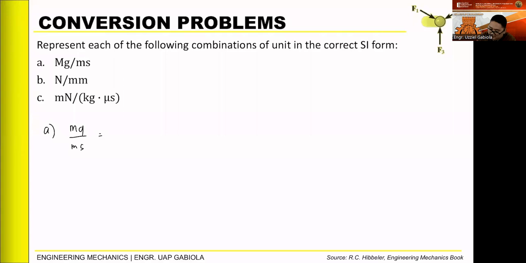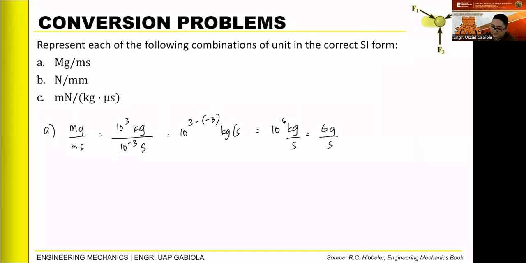So, we have 10 cubed kilograms over 10 minus 3 seconds. The two will cancel out, so it becomes 10 to the 3 minus minus 3 in the exponent, kilogram per second, or 10 raised to 6 kilogram per second. 10 raised to 6 is equivalent to gigagram per second.